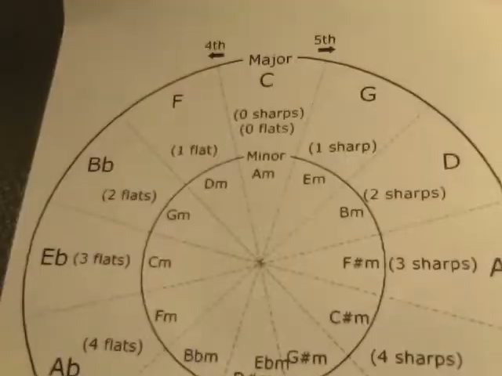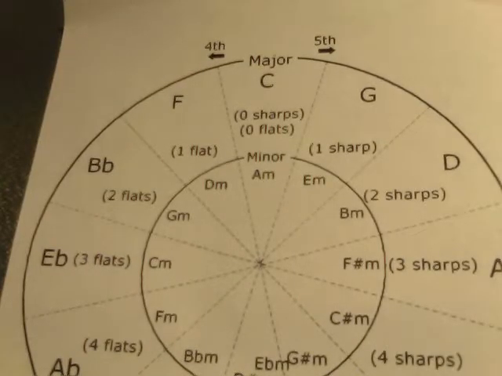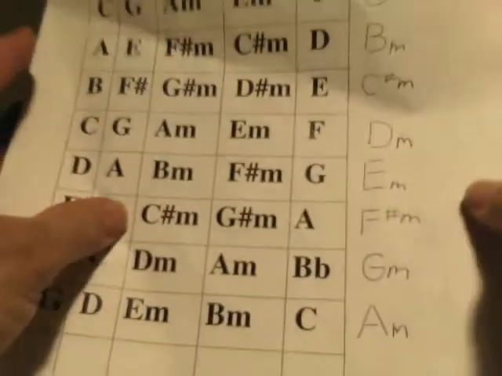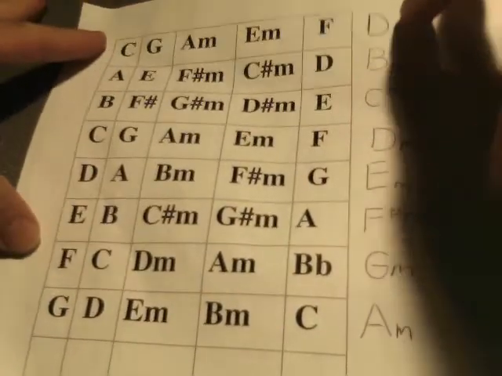Why? Because I'm going to show you what I did. I made this chart, and then I started looking at this circle of fifths, and I went, oh, so this is what the circle of fifths is. This is really all it comes down to. Sorry, it kind of got folded up when it came out of the printer.